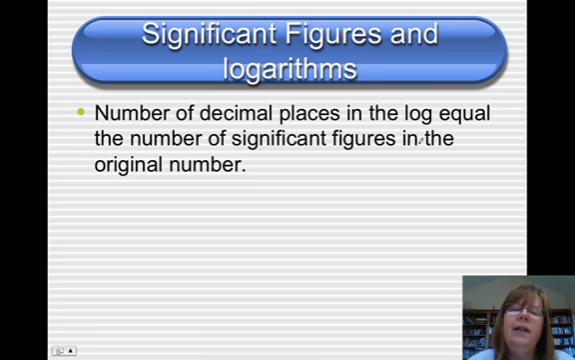All right, sig figs. Okay, well, the number of decimal places in your log is going to be equal to the number of sig figs in your original number. And so I hope I've been doing a pretty good job in this video with that. On the AP Chemistry exam, they allow you plus or minus 1 sig fig when it comes to logarithms. But let's try and use the right number.